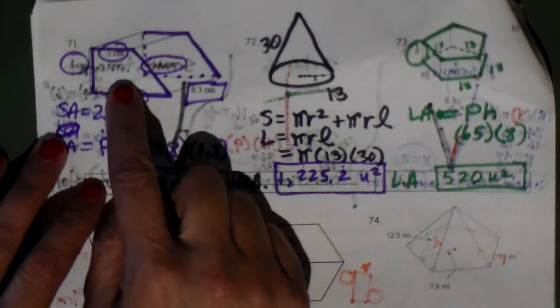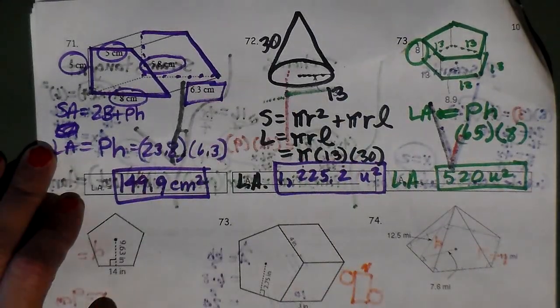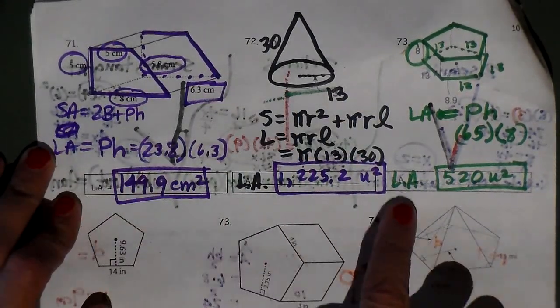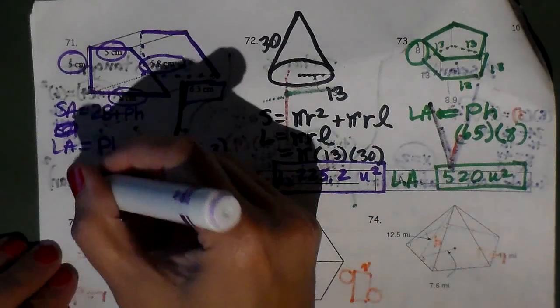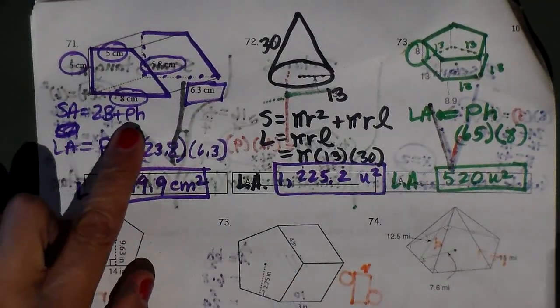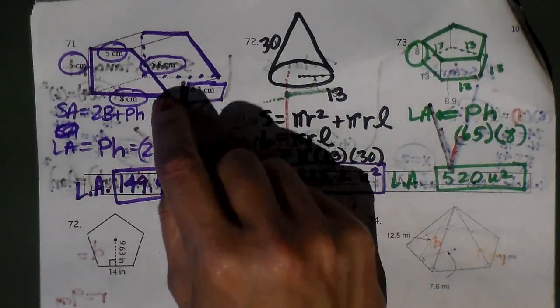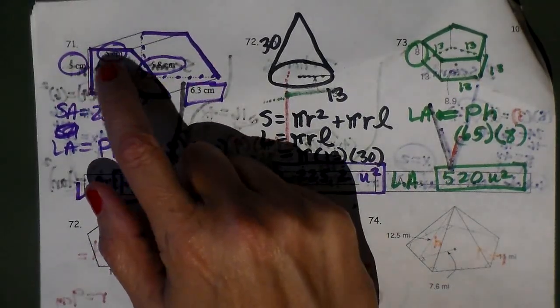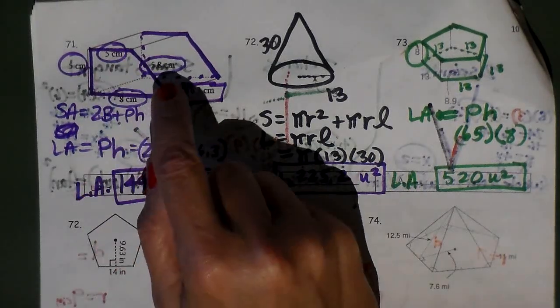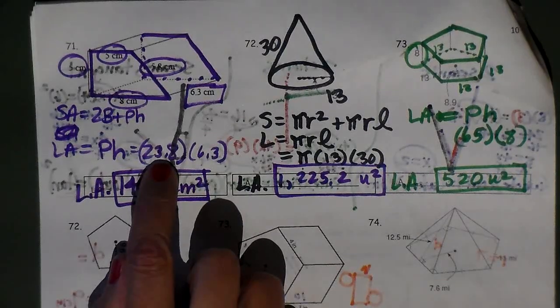If you look at number 71, that is a trapezoidal prism. Two trapezoidal bases, but these are asking for lateral area, not total surface area. So we're not talking about 2B plus Ph, we're just talking about Ph. So the perimeter of my trapezoid is 5, which is my base, 5 plus 5 plus 5.8 plus 8, which is 23.8.